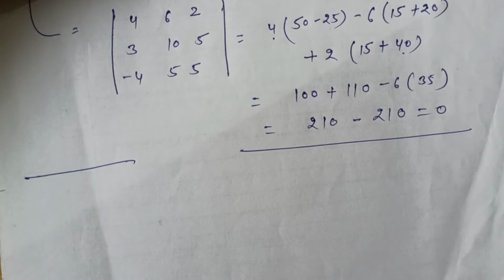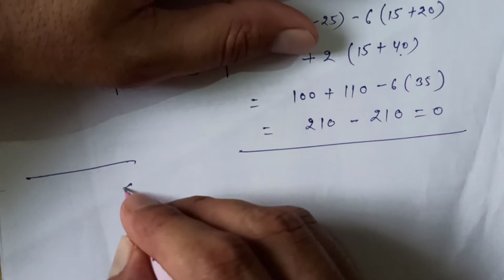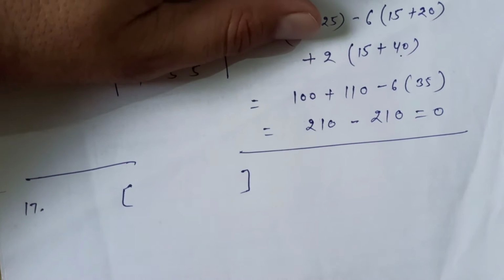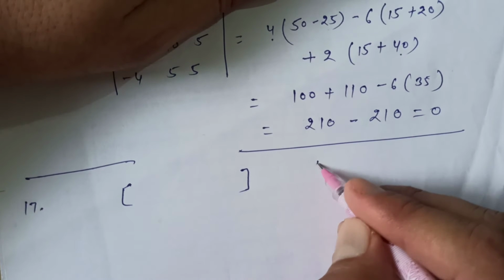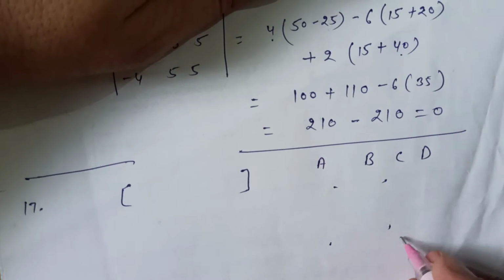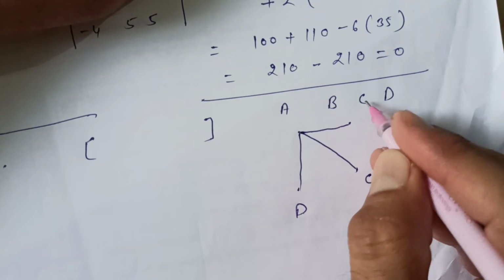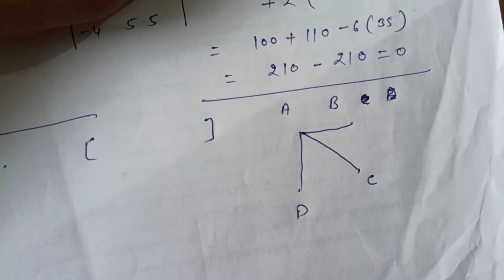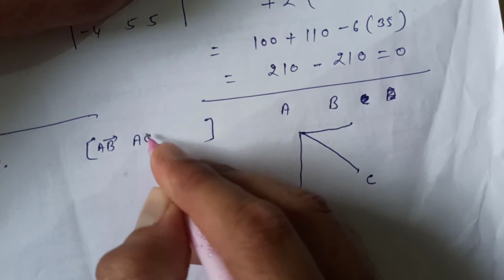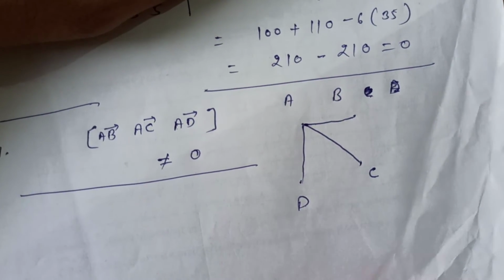Next sum is show that the 4 points having position vector are not coplanar. So, condition of non-coplanarity is that form 3 coterminous edges from those 4 points. Say these 4 points are A, B, C and D. Form 3 coterminous edges, say AB, AC and AD. And if scalar triple product of AB, AC and AD is non-zero, then the given vectors are non-coplanar.